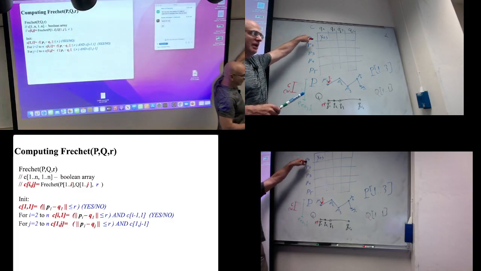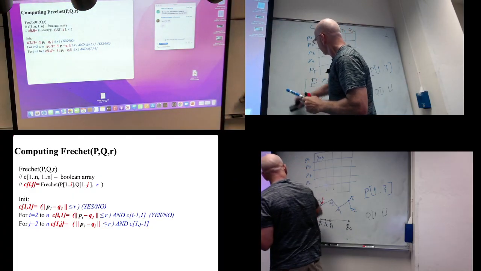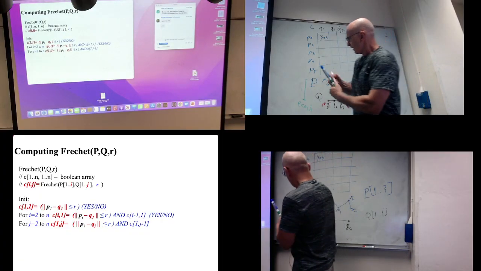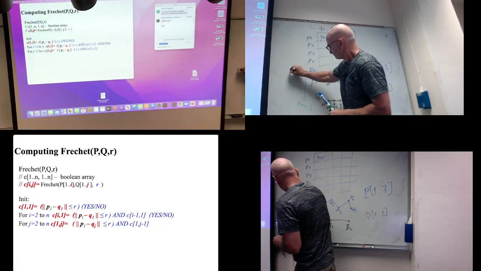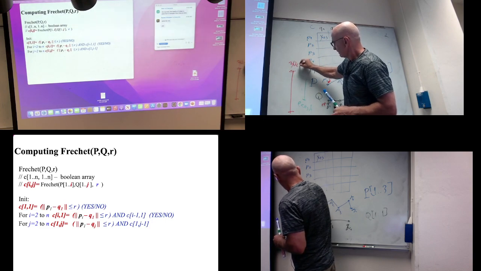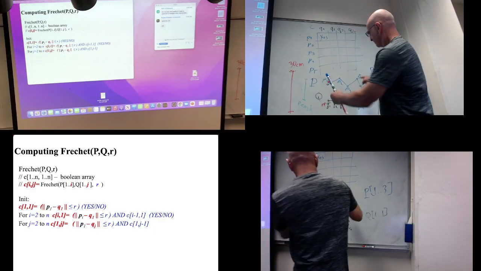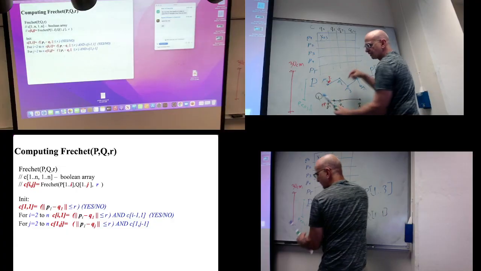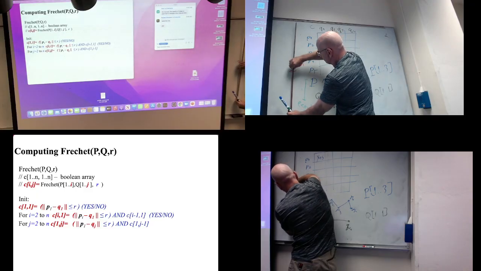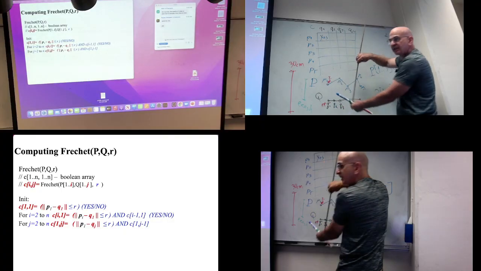Okay, so the answer right now will be yes. Before we continue with the code, just to see that everybody is still breathing, let's try this leash. I'll say that it is 30 centimeters. In particular, if you see, this distance is larger than the distance between any point of P and any point of Q.